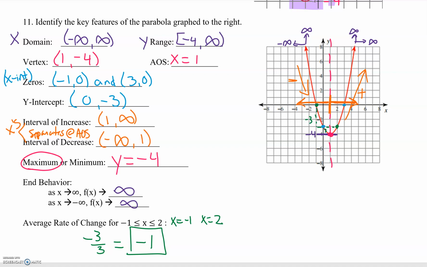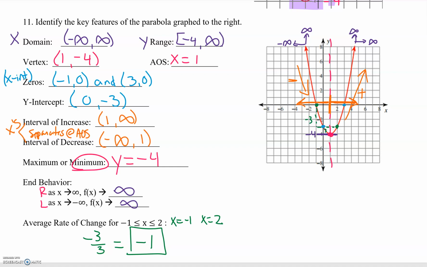Our vertex, that should be circled, is a minimum. Minimum, and it's at y equals -4. Our end behaviors: as we go to the right, which is positive infinity, or as we go to the left, both ends of the graph are going to go up forever, so the y values, or the f of x's, are going to approach infinity.